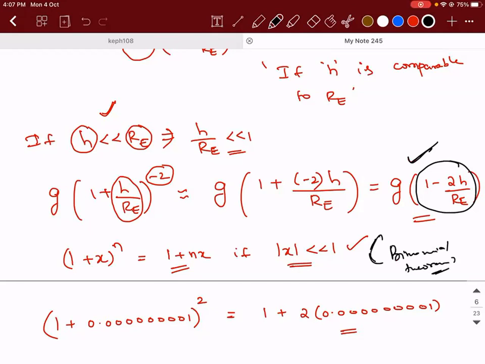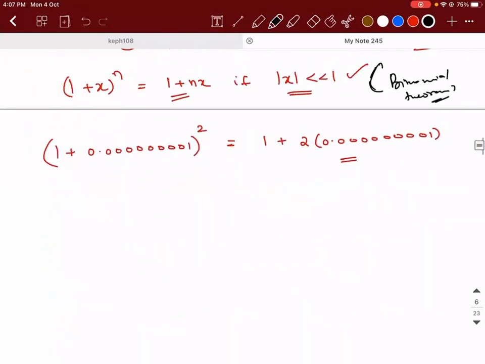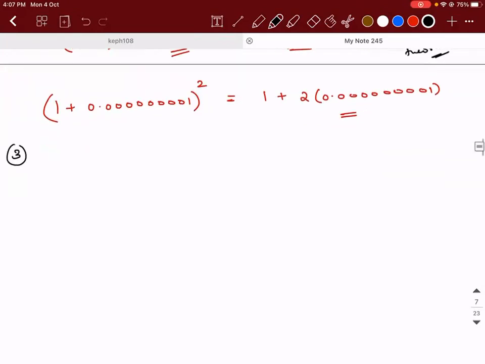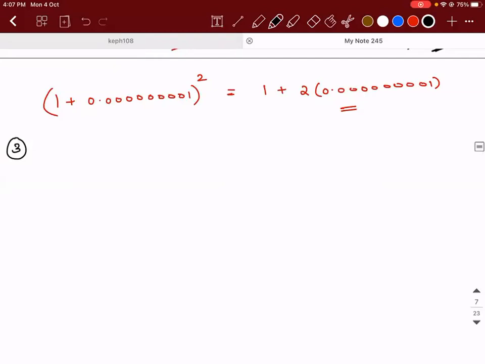So we used binomial theorem. 1 plus x the whole power n is equal to 1 plus nx if the magnitude of x is very much less than 1. So the third part that we are going to see today is a slightly tricky one. So concentrate, guys. The next thing that we are going to see is acceleration due to gravity at depth d.